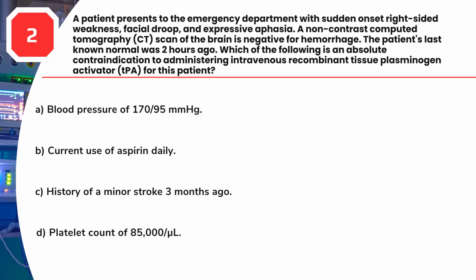A. Blood pressure of 170/95 mmHg. B. Current use of aspirin daily. C. History of a minor stroke 3 months ago. D. Platelet count of 85,000/L.